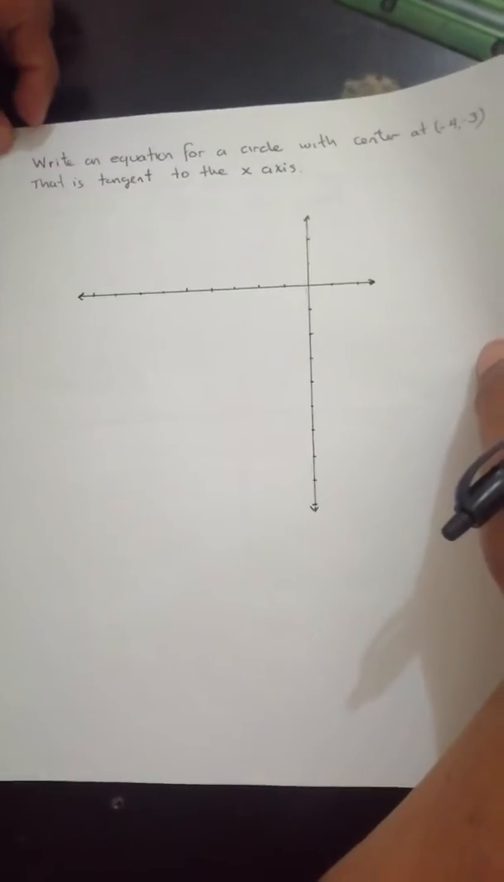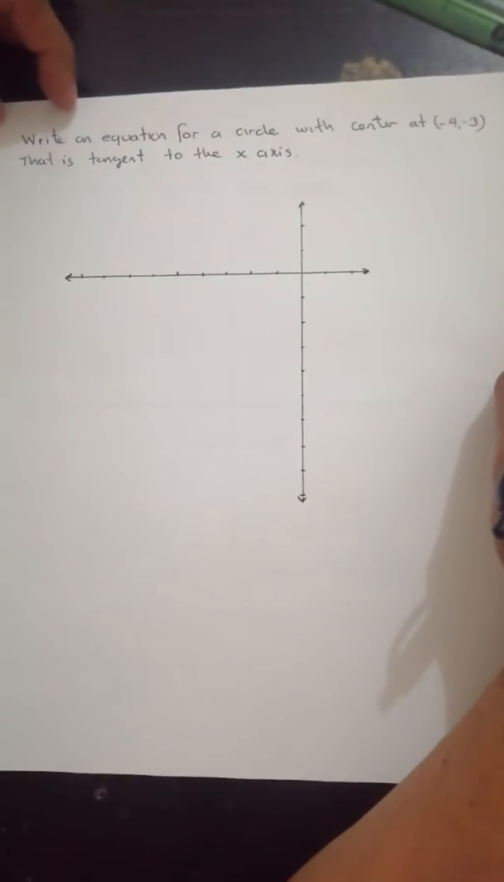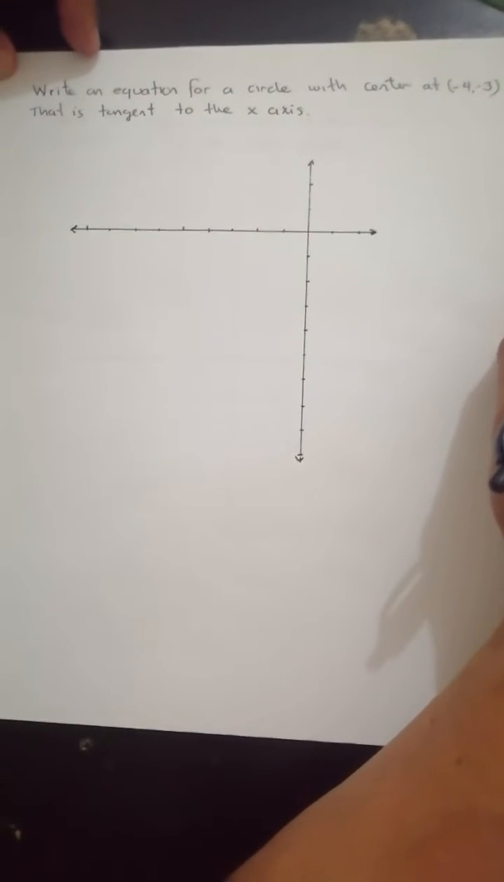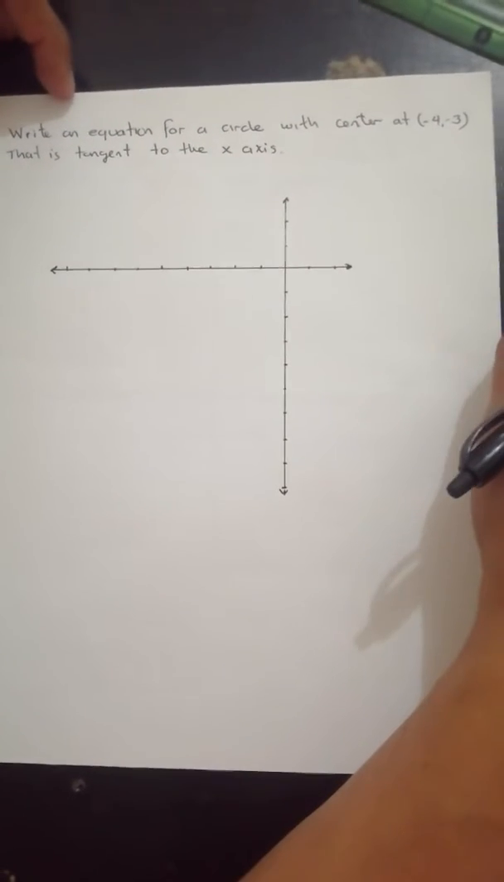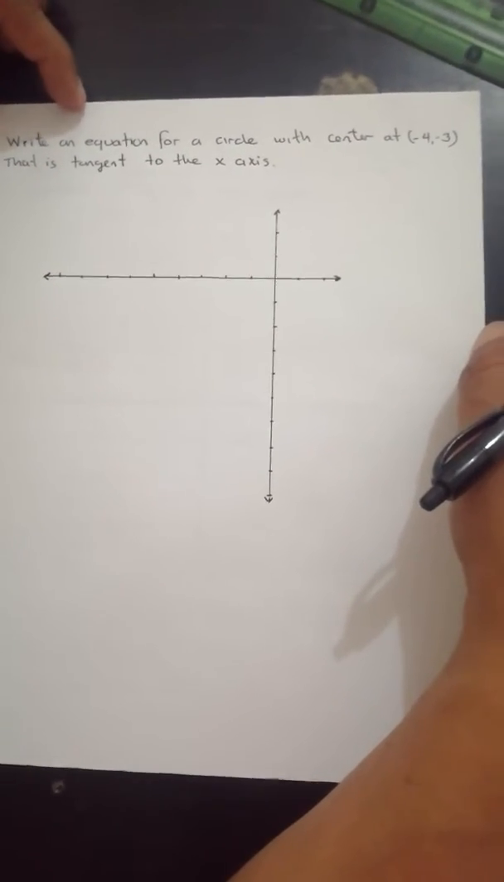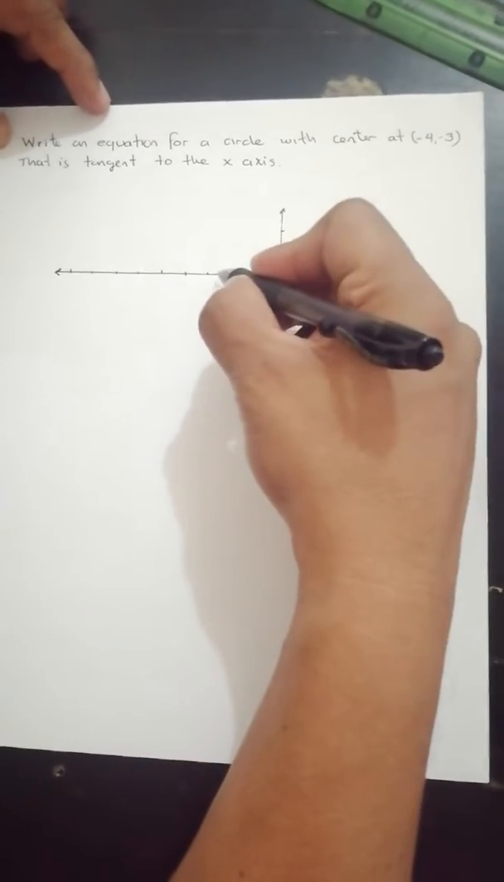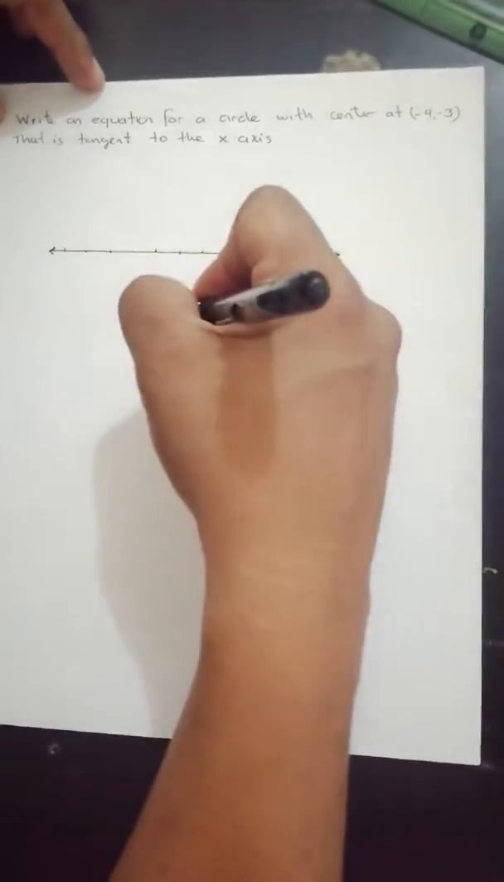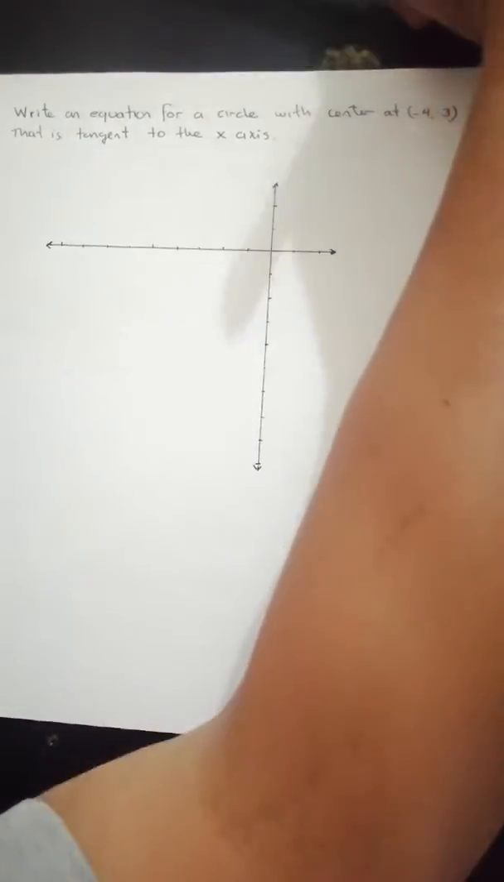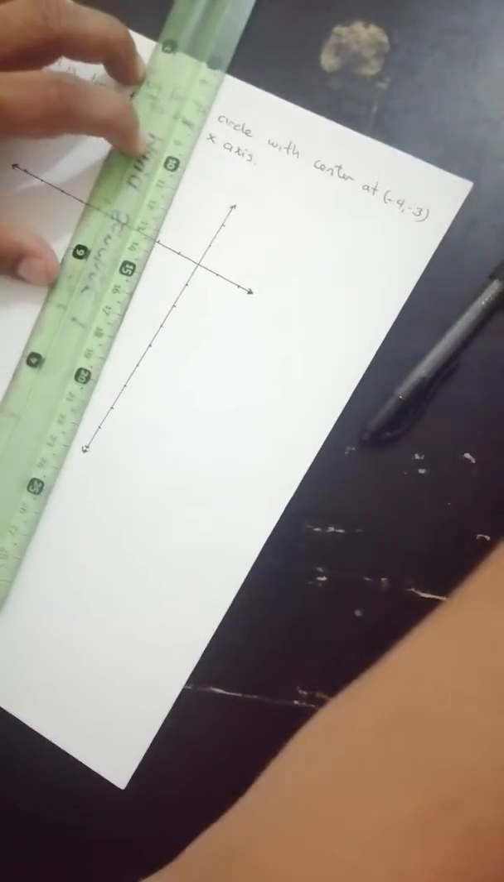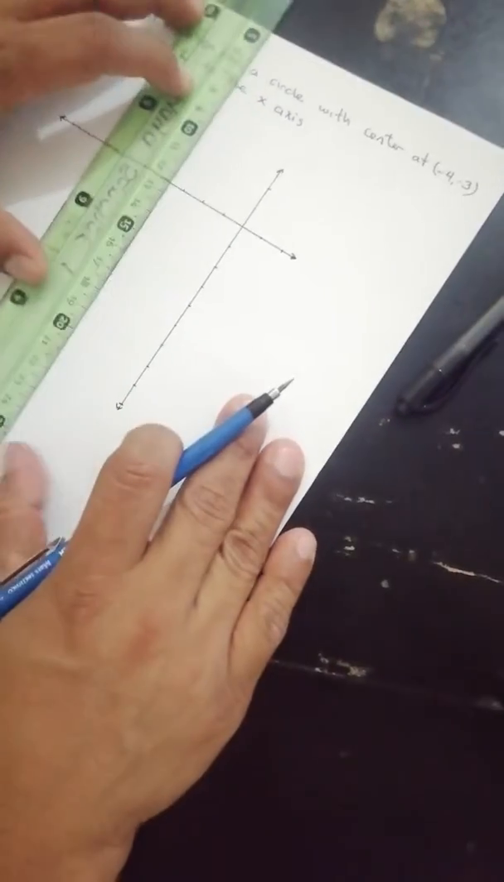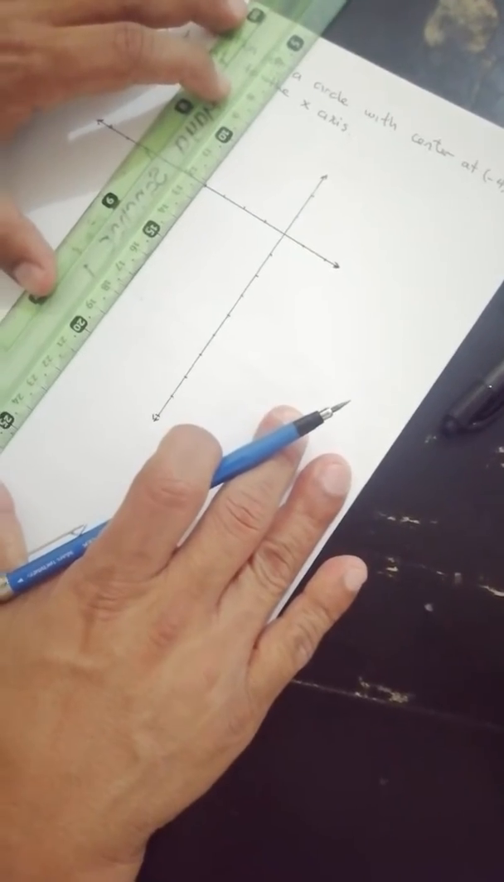Okay, now I have another exercise. In this case, they asked me to find the equation of a circle with center negative 4, negative 3, that is tangent to the x-axis. And also they asked me to graph that. So negative 4, that will be located in 1, 2, 3, 4. And negative 3 is somewhere. Let me do that with a ruler, please. Allow me to finish. That is negative 4, negative 3.